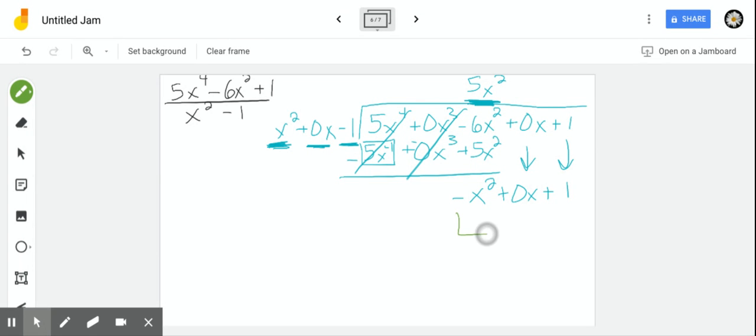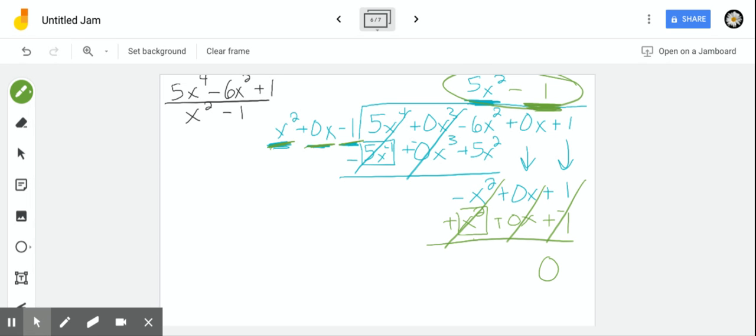So now we're thinking, how are we going to get a negative x squared? What times x squared will give us a negative x squared? And I think just a negative 1 will work. So negative 1 times x squared is negative x squared. Negative 1 times 0x is negative 0x, doesn't really matter. And negative 1 times negative 1 is positive 1. Draw the line, change the signs. Negative x squared and x squared cancel. Those are both zeros. Negative 1 and 1 cancel. No remainder. And our answer is 5x squared minus 1.